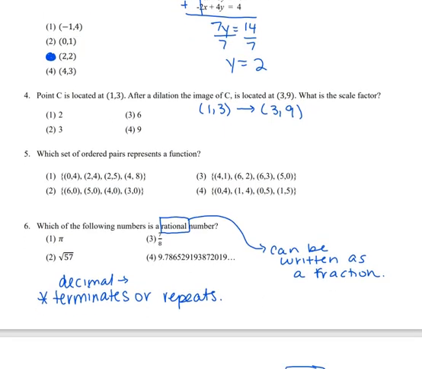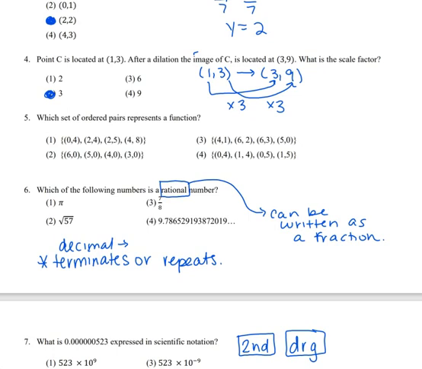When I look at number 4, it says point C is located at 1, 3, and after dilation, the image of C is located at 3, 9. What is the scale factor? When I see the words dilation and scale factor, I'm thinking, what number did I multiply by? So from 1 to 3, I multiplied by 3, 3 to 9, we multiplied by 3, so the scale factor is 3.